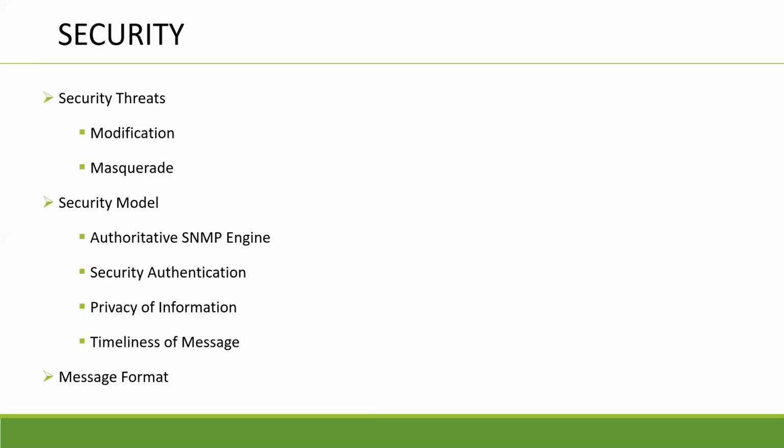Thus, an SNMP engine that acts in the role of an agent is designated the authoritative SNMP engine. The engine that acts in the role of the manager is the non-authoritative engine. In general, the agent is the authoritative engine in SNMP communication. So the SNMP agent is the authoritative engine, right?